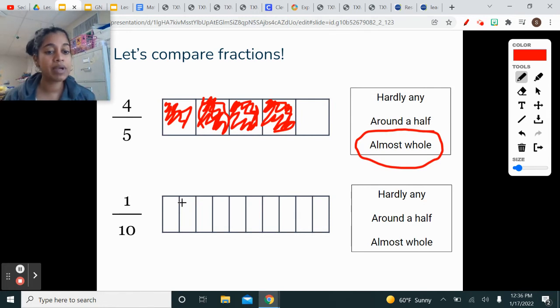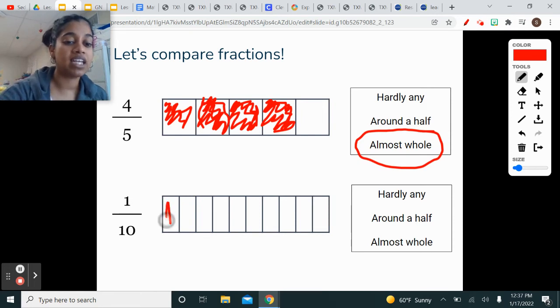Now let's go ahead and compare it to our second fraction, which is 1/10. So let's first make sure we have the right number of pieces. Our 10 is telling us the number of pieces that I cut my whole into. My denominator is telling me that. So let's make sure. 1, 2, 3, 4, 5, 6, 7, 8, 9, 10. Fantastic. Now it's saying that out of those 10 pieces, I'm going to take one of them. If I cut a pie into 10 pieces, I'm going to take one piece of pie. So let's shade that in.